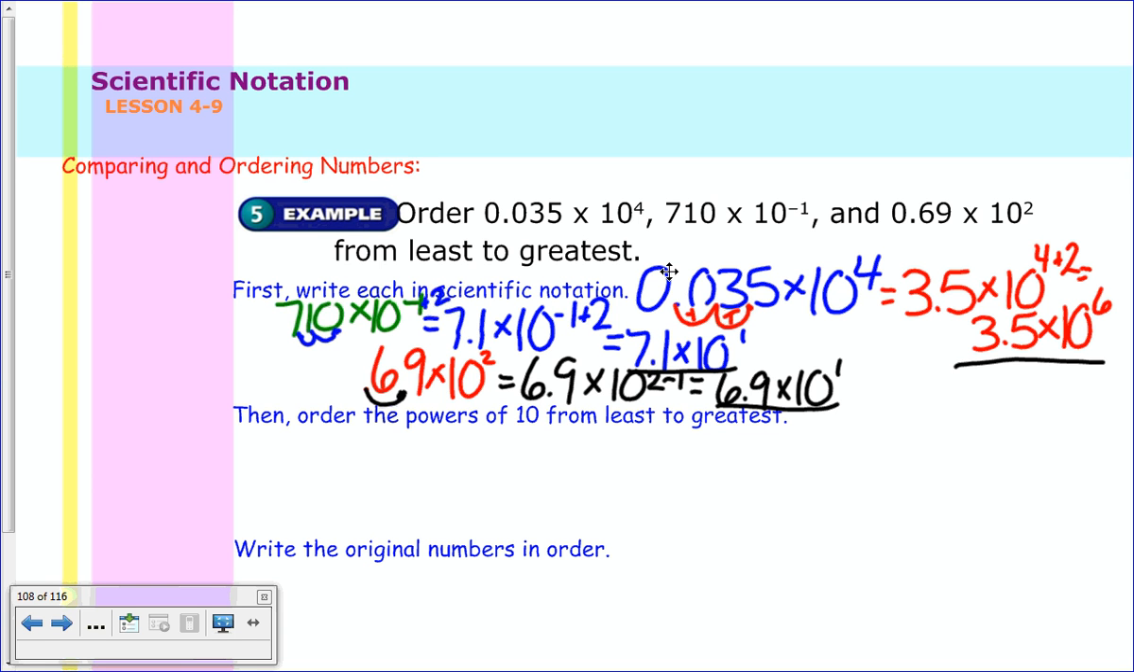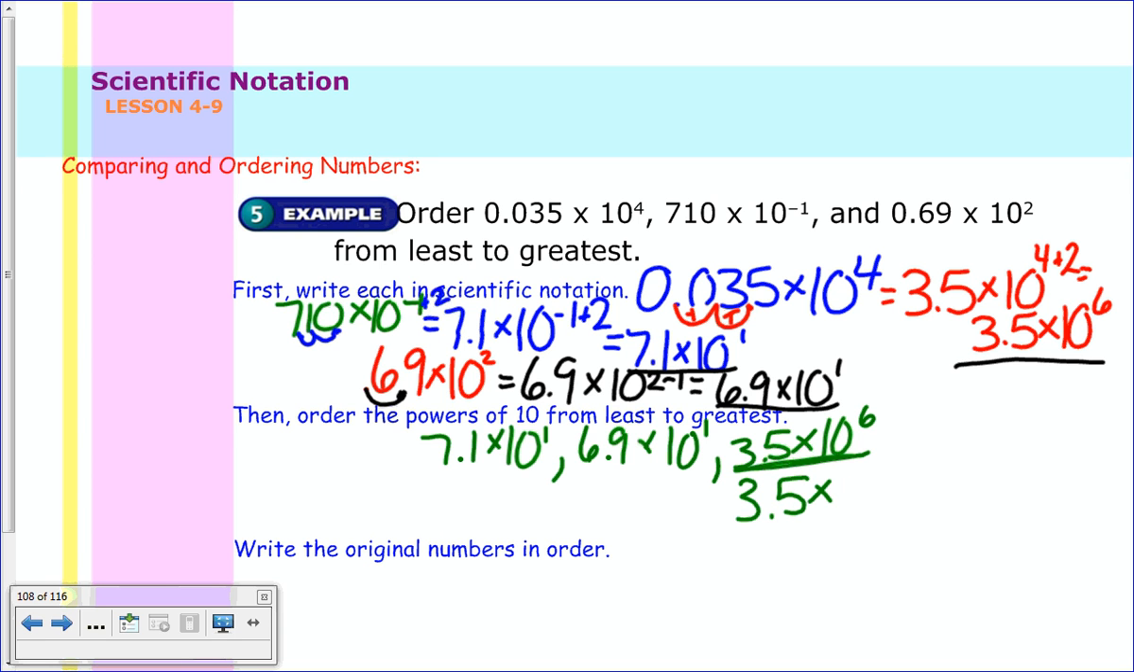Now B, we have to order them with the powers of tens from least to greatest. So here it's really nice for the most part. You can look at the powers, and the smaller the power is, the smaller the number itself is. So here we have 7.1 times 10 to the 1st power. And I'm just rewriting them down here. 6.9 times 10 to the 1st power. And 3 and 5/10ths times 10 to the 6th power. So looking at this, well, 10 to the 6th is the greatest power. So I know that's actually the largest number.